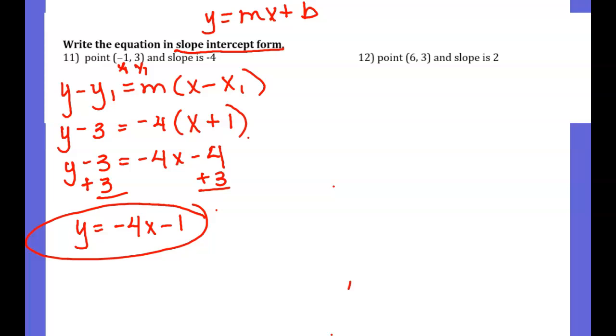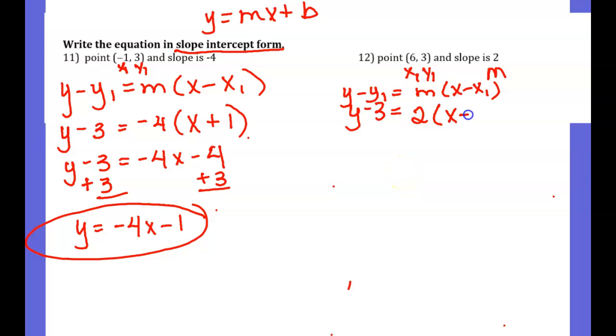Let's try it again. This time our point is (6, 3), so our x1, y1 is right there. Slope is 2, so that's our m. Let's write it out: y minus y1 equals m times x minus x1. So y minus 3 is equal to 2 times x minus 6. Now we distribute. We get 2x minus 12.